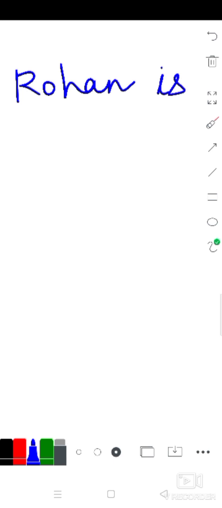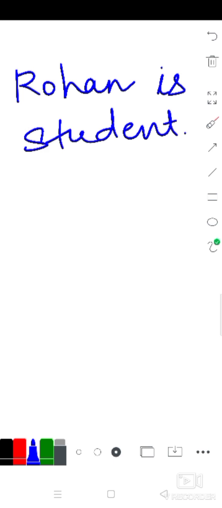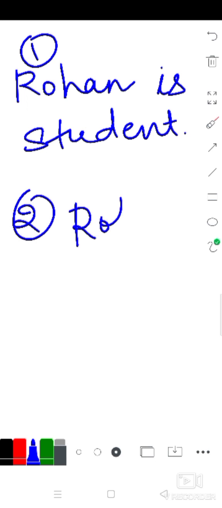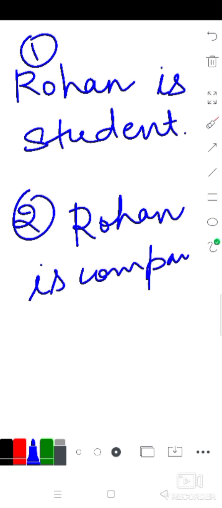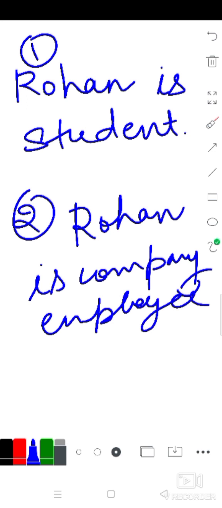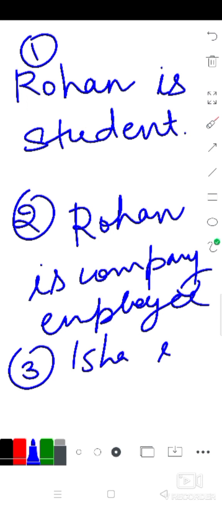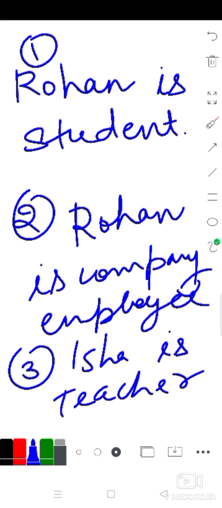Rohan is a student. So please make it, how will we say? Rohan is a company employee. Isha is a teacher. So, Rohan is a student.